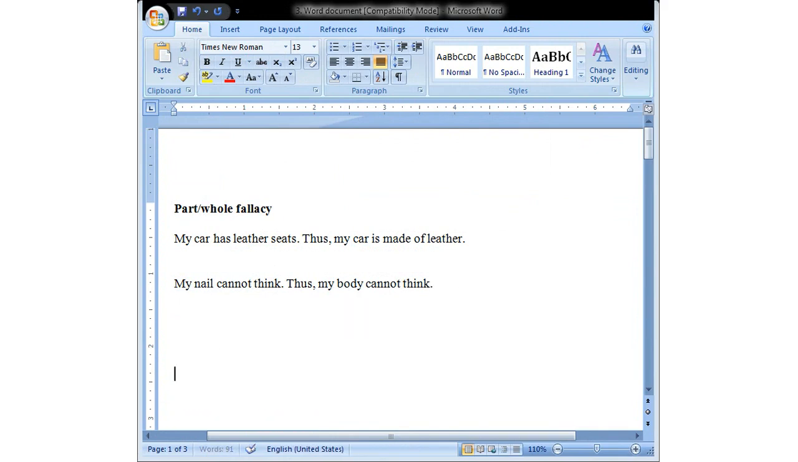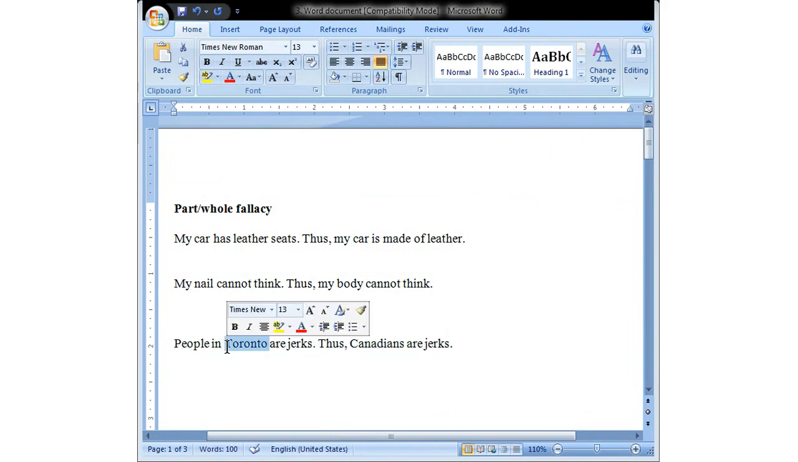So here's one of the things you cannot do. You can't do this. We'll have a different fallacy for this in a moment. Suppose you say people in Toronto are jerks. Thus, Canadians who lived in Toronto are jerks. This cannot be a part-whole fallacy. Well, you might think, wait a second, Toronto is a part of Canada, but we'll have a separate fallacy for that. This would be a hasty generalization because this is not a whole, right? This would not work, so I'm going to cross it out.